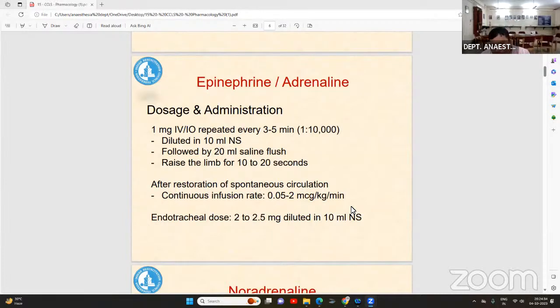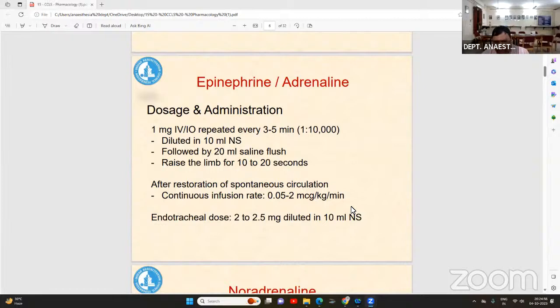When the patient gets spontaneous circulation, that means you are able to feel the cardiac pulse, and the patient has spontaneous breathing efforts. In these situations, you are not supposed to give adrenaline as a bolus dose. It will precipitate arrhythmias. So once you get the rhythm, when they get spontaneous circulation, you can start the infusions at the rate of 0.05 to 2 micrograms per kg per minute.